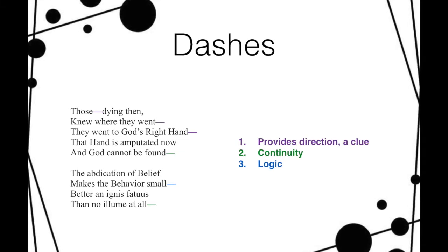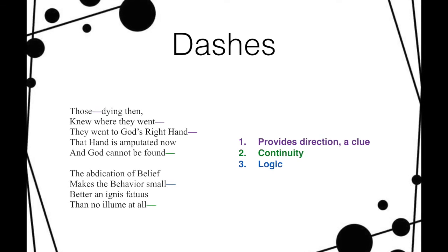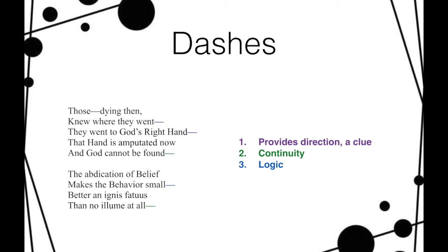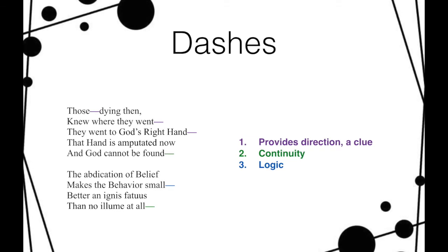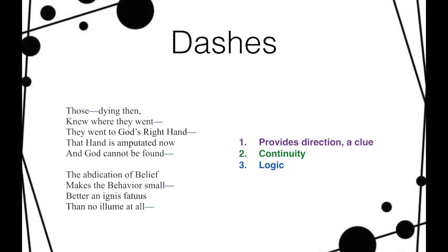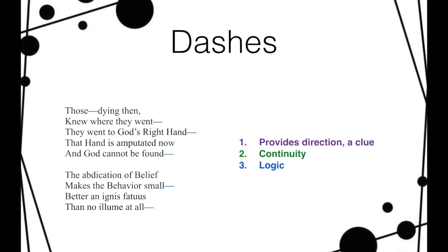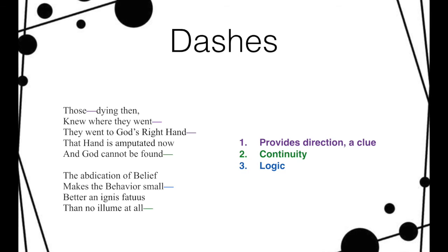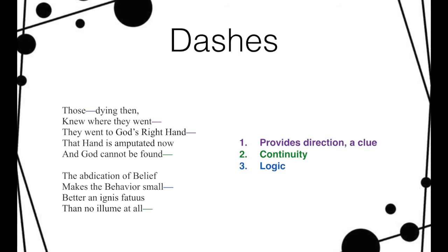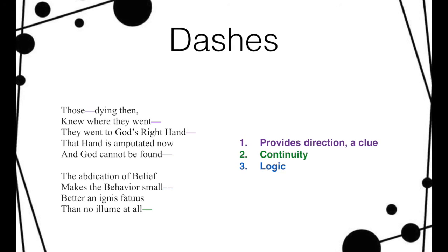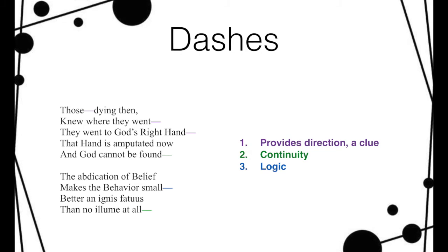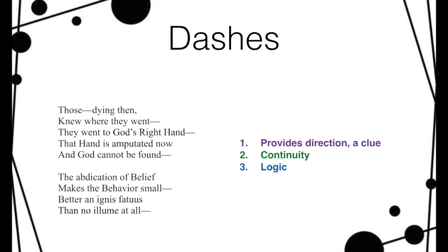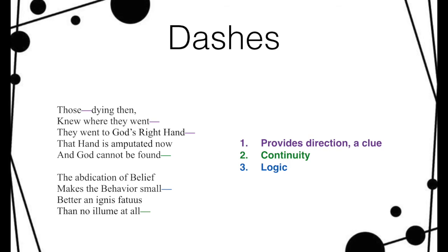Second, dashes provide continuity. So, for example, in the last line of the first stanza, to continue the discussion about having a belief or not, the author actually used a dash to continue the discussion. And for the last line of the second stanza, by using a dash, it actually leads the audience to keep thinking about abandoning God and all of God's things, and also to think about what will happen after abandoning all those beliefs.